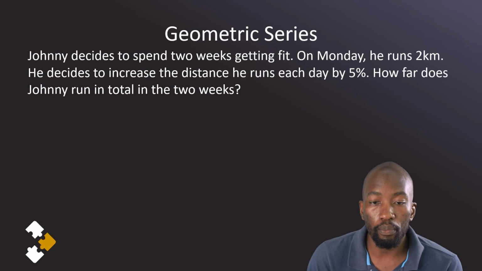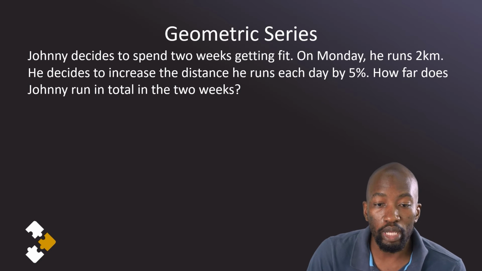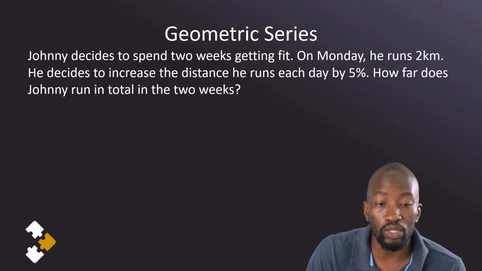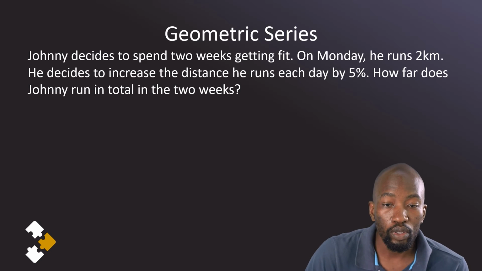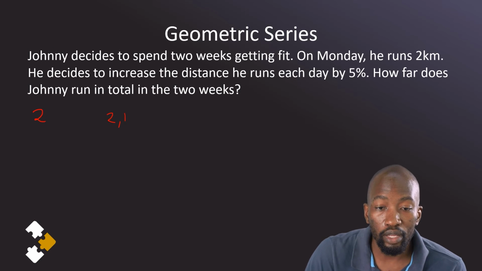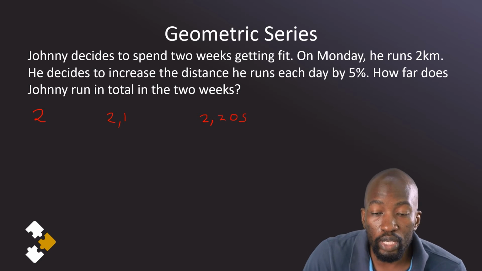Now let's look at the geometric series. Johnny decides to spend 2 weeks getting fit. On Monday, he runs 2 kilometers. He decides to increase the distance he runs each day by 5%. How far does Johnny run in total in the 2 weeks? So, the first day, he ran 2 kilometers, right? The second day will be 2.1. The third day will be 2.205, because he increases it by 5% of the previous one.